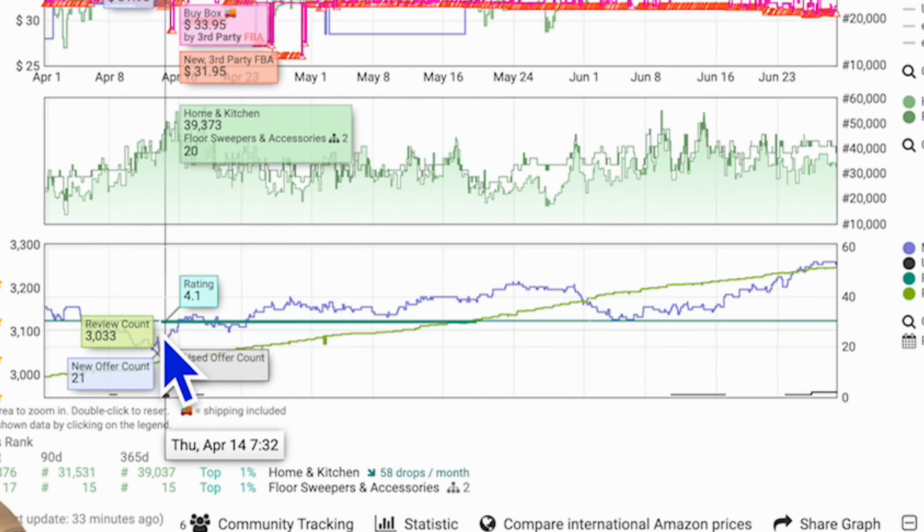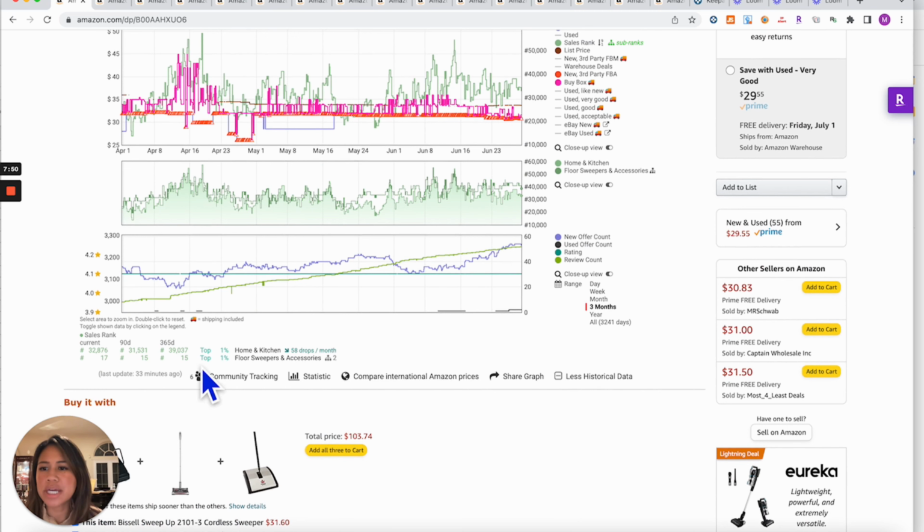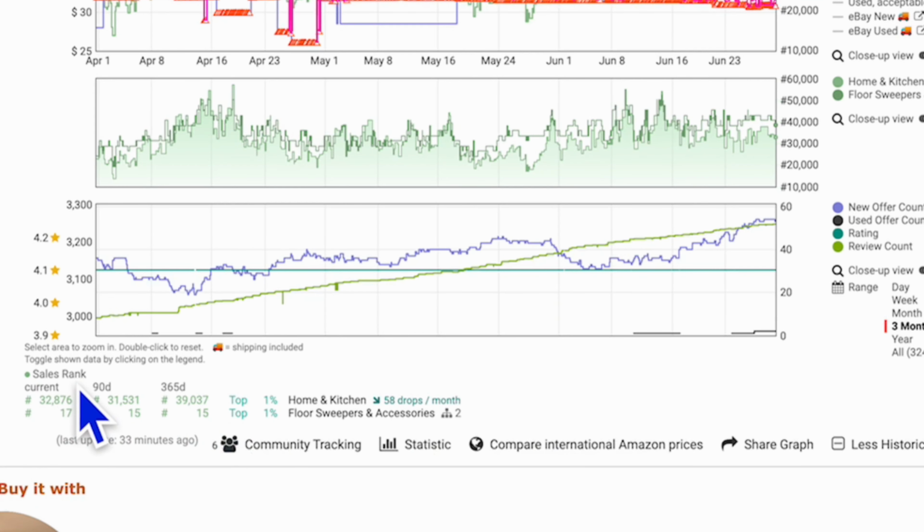So probably really you're going to want to look at the year graph if you're going to be buying things in advance or something like that. And the 3-month graph is really where most people are looking at anything in terms of sales history. I don't really use the month graph, but that's something to look at too. So the 3-month graph is what we want to look at, and then we're going to look down right here where it says current sales rank.